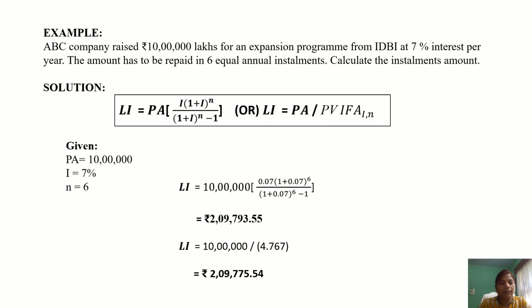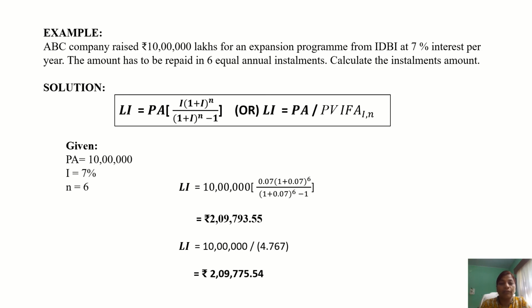Let us see one example with respect to loan amortization. ABC company raised rupees 10 lakhs for an expansion program from IDBI at 7% interest per year. The amount has to be repaid in 6 equal annual installments. Calculate the installment amount. So here ABC company is raising 10 lakh rupees from IDBI for an expansion program. The rate of interest is 7% and the loan has to be paid back to IDBI in 6 equal installments.